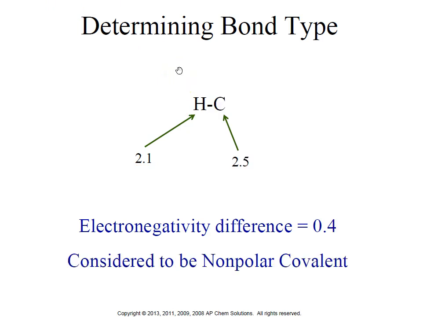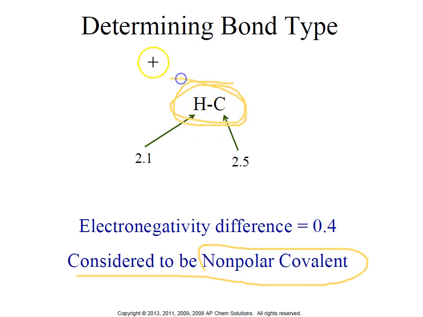C-H is an important one to know. C and H, their electronegativity difference is less than 0.5. So C and H is considered to be nonpolar. So this bond is really popular. We'll see this bond a lot. That is considered to be a nonpolar covalent bond because their electronegativity difference is less than 0.5.